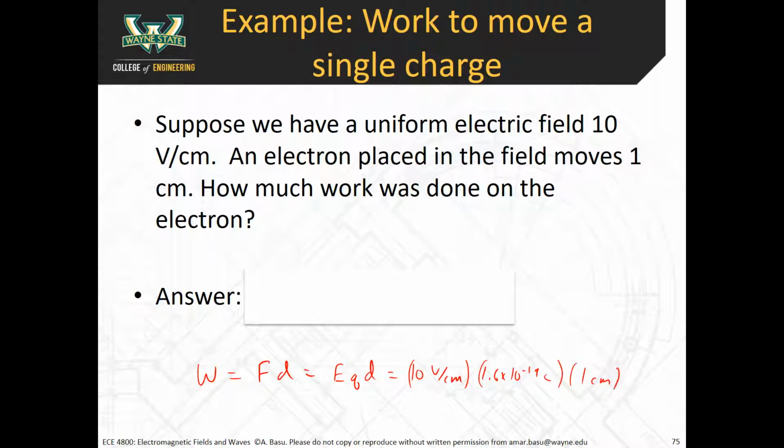All right. Now, for the purpose of this class, I often recommend doing everything in MKS units. Okay, but I just took a little shortcut here. You can take the shortcuts if you know that the units will cancel. So you can see the centimeters here cancel, and you're left with volts times coulombs. A volt times coulomb is a joule. Okay, so you're left with 1.6 times 10 to the negative 18 joules of energy. That's how much energy it took to move that electron.